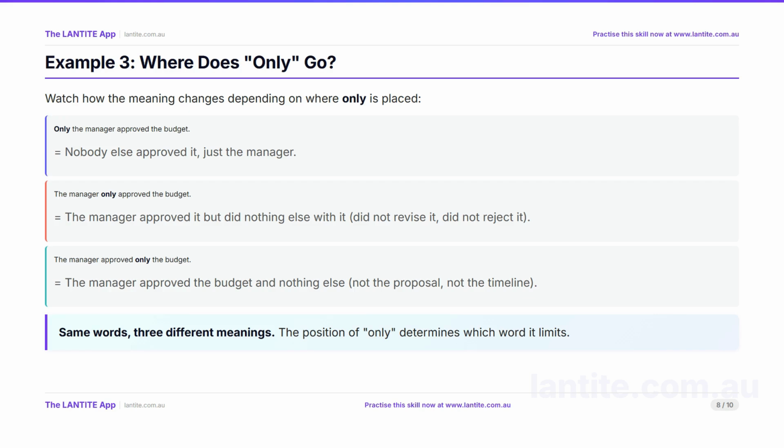Let us look at the word only in detail, because it is the most commonly misplaced word in English. Watch how the same sentence changes meaning, depending on where only appears. Only the manager approved the budget. This means nobody else approved it. The manager only approved the budget. This means the manager did nothing else with it besides approving. The manager approved only the budget. This means the budget was approved but nothing else was. Same words, 3 completely different meanings. Whenever you write the word only, pause and ask, what am I trying to limit? Then put only right next to that word.